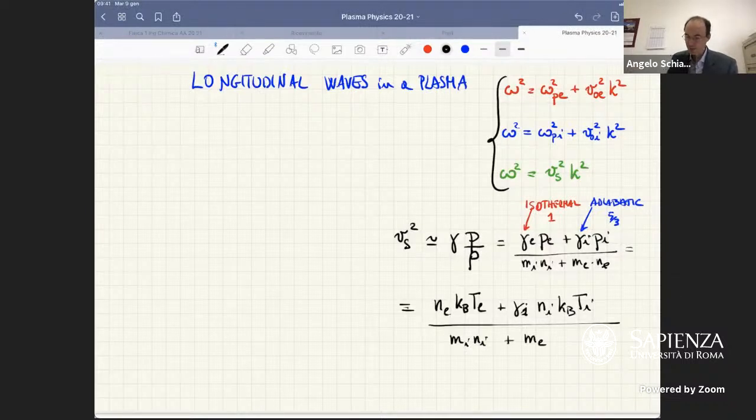What can we simplify? Obviously, due to the large mass ratio, the mass of the electron is much smaller than the mass of the ion, whereas the densities of these two species are of the same order of magnitude. If we are talking about a hydrogen plasma, then the density of the hydrogen atoms, the protons, is the same as that of the electrons.